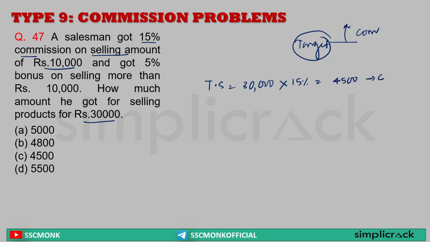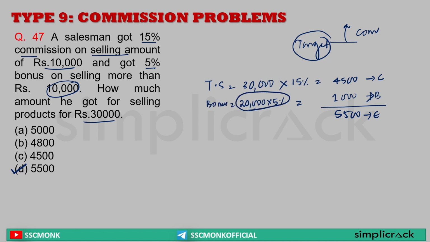Now again on this, if he sells more than 10,000, he got 5%. So how much has he sold more than 10,000? 20,000. So on 20,000 he got how much? 5%. That means that is equal to what? 1,000. This is what? This is the bonus. So his total earning is what? Sir, that is 5,500 earning. Option D. Clear? You need to understand bonus is on what? Bonus is on the increased amount, not on the total amount. Commission is on the what? Commission was on the total selling amount. Next.